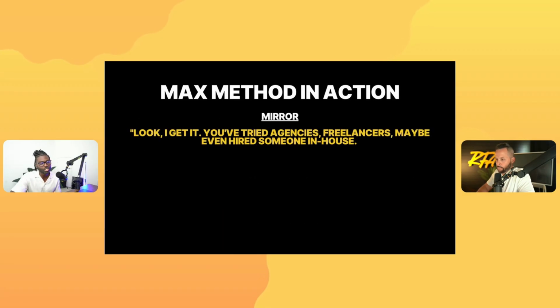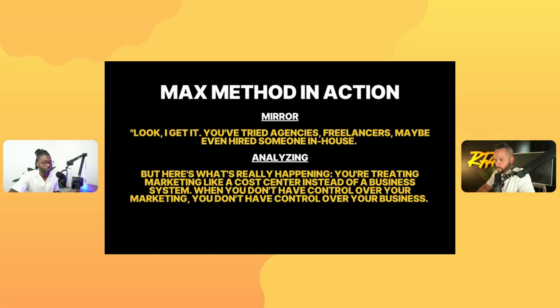You've tried agencies, freelancers, maybe even hired someone in-house. So what we're doing right here is we're mirroring their past decisions. We're calling it out. We're letting them know, hey, we know you've done these things. And then we're saying, but here's what's really happening. So this is where we're analyzing what's really going on, kind of calling them out matter-of-factly, right? But here's what's really happening.